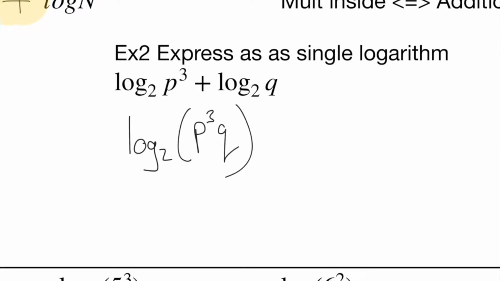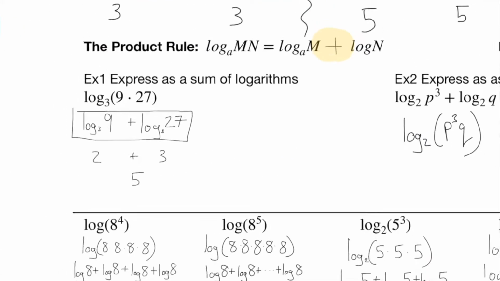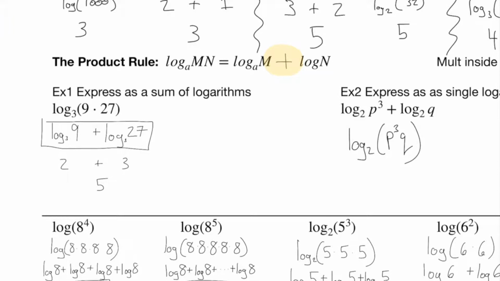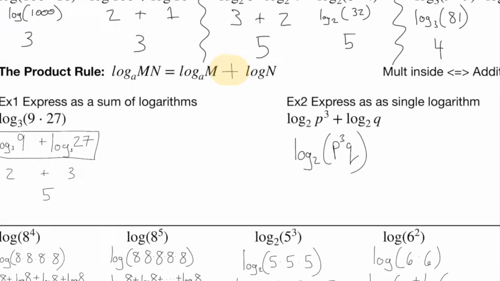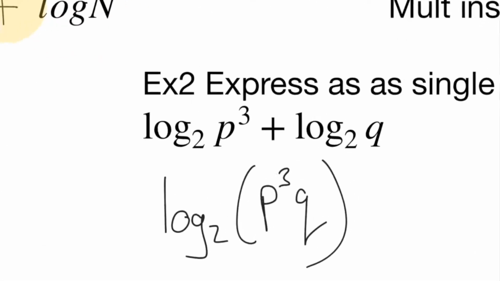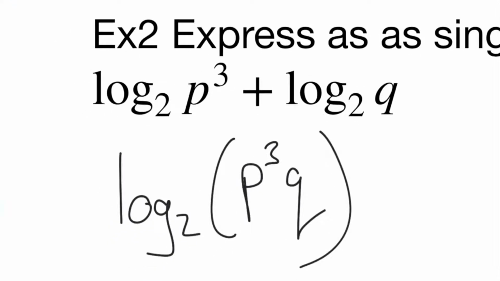Express as a single logarithm. So it's basically going to be the opposite of this. We went from wanting a sum of logarithms to now wanting a single log, and we're going to go in the reverse order. If you have addition in between two logarithms that have the same base, remember, having the same base is absolutely critical. You can't do it otherwise. If you take this addition and turn it into multiplication, this is what you get: p to the third times q. There's multiplication here inside the logarithm.